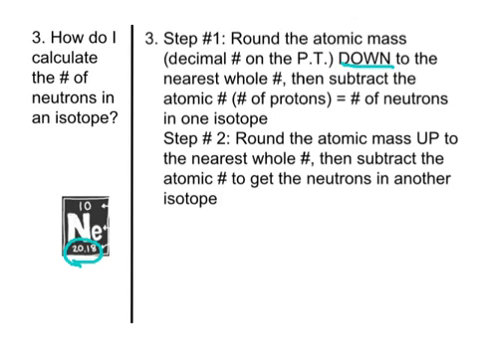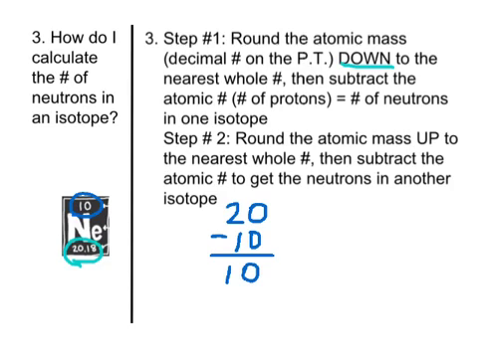So if we do that for neon, we're going to first round that 20.18 down to 20. Okay, so we just take that 20, and then we're going to subtract the number of protons. So, well, that's the 10 right up here on the top. So 20 minus 10 is 10. Okay, so that's the first step.